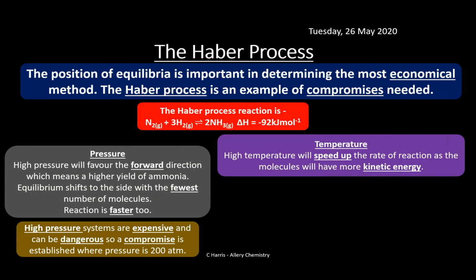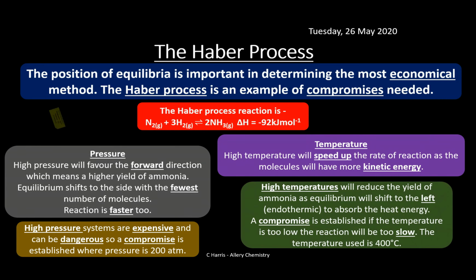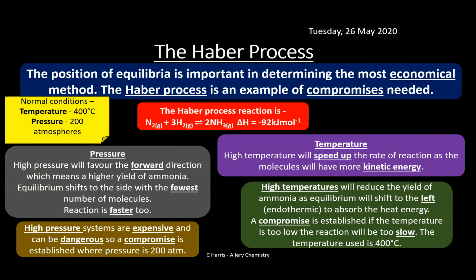So let's look at the next one, which is temperature. High temperature will speed up the rate of reaction as well. As well as pressure, it will also speed up the rate of reaction because the particles will have more kinetic energy. But high temperatures will actually reduce the yield of ammonia. You can see here that this is an exothermic reaction, definitely exothermic going forward. So if we increase the temperature, the reaction is going to shift in the endothermic direction to reduce the temperature, so it will shift to the left. So by increasing the temperature, we're producing more reactant, which is obviously not what we want.